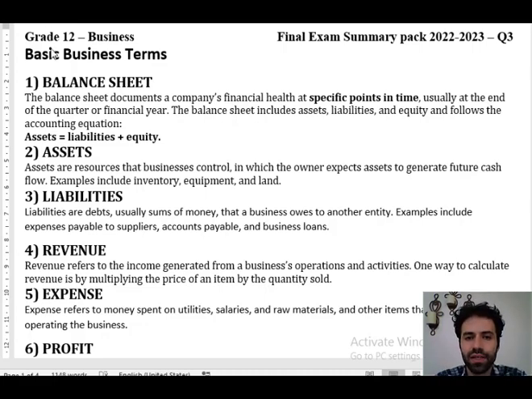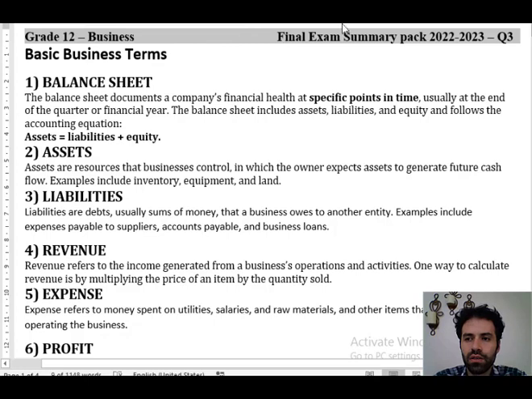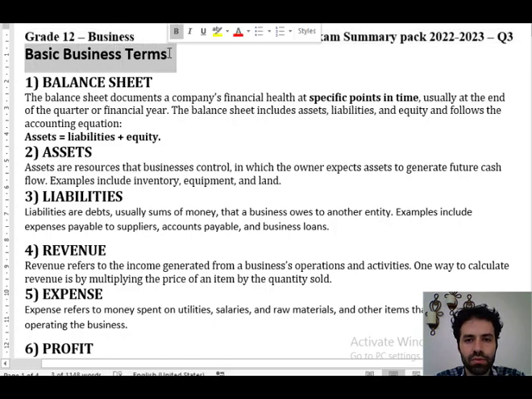Let's start the summary of business lesson for grade 12. 2023 is quarter 3. So first we're going to talk about the basic business terms. We'll start with the balance sheet.